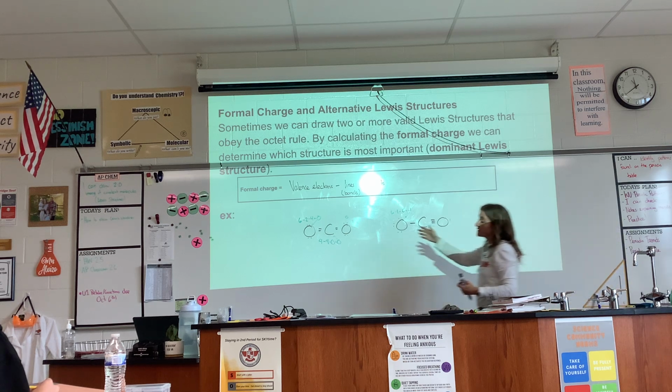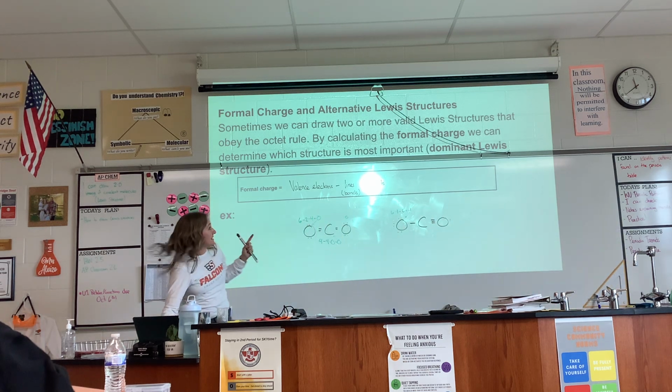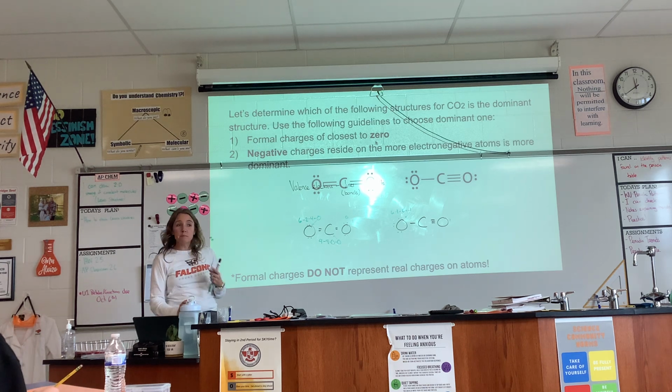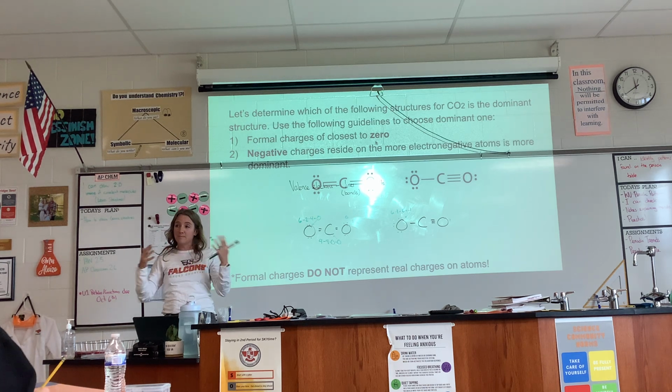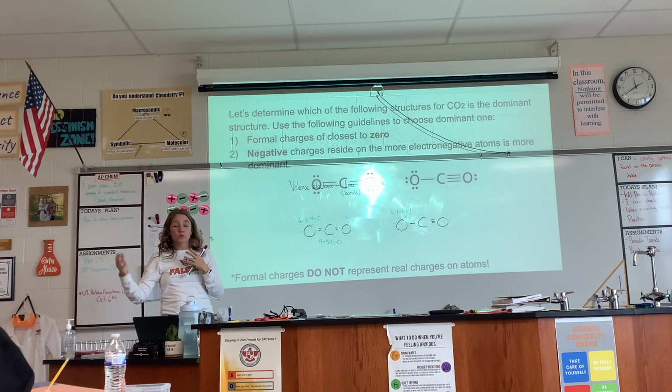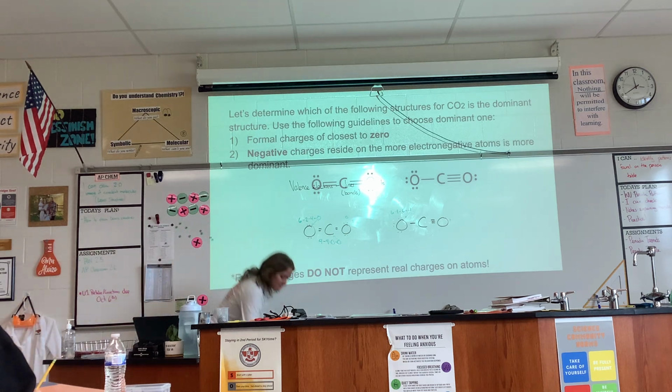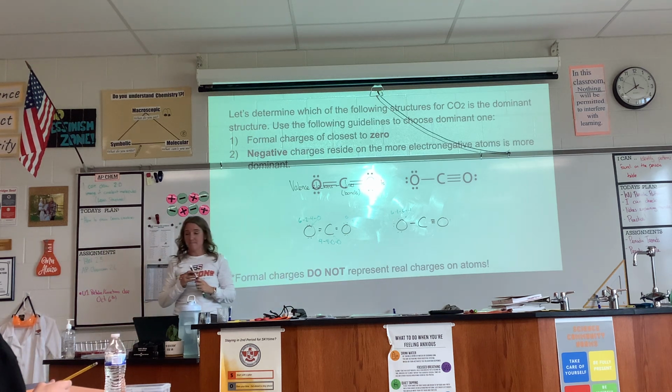Now, the goal is for it to be 0. So rule number 1, we want it to be as close to 0 as possible. Sometimes it's impossible for them all to be 0, particularly if it has a charge. If the molecule is charged, the formal charges are going to add up to the charge. So in that case, the rule is that you want the negative charge, if it has to have one, to reside on the more electronegative atom.